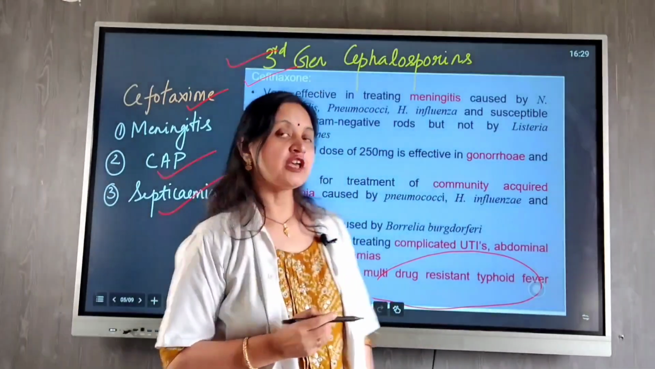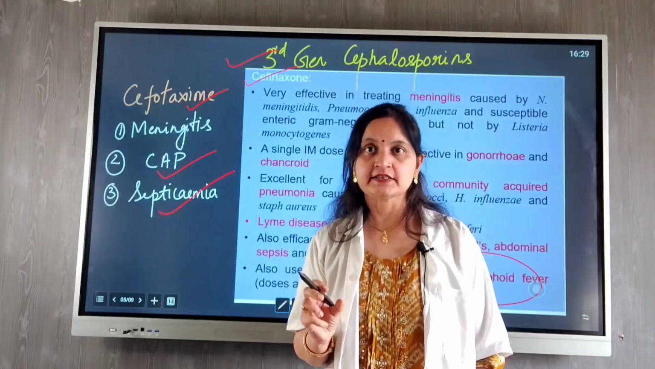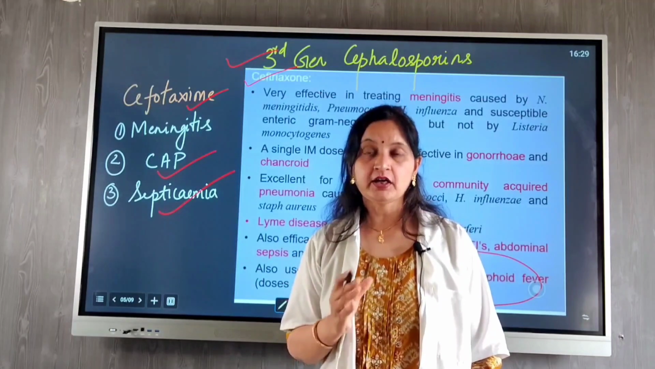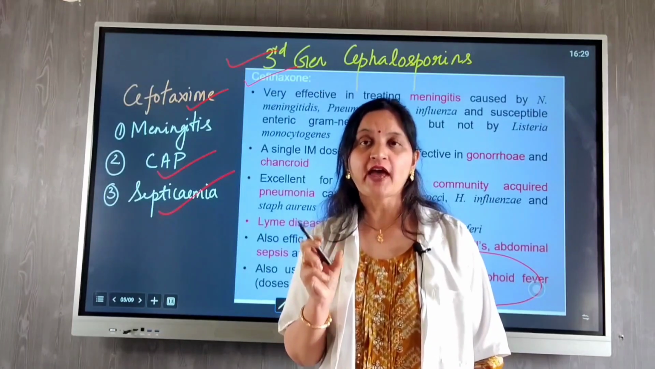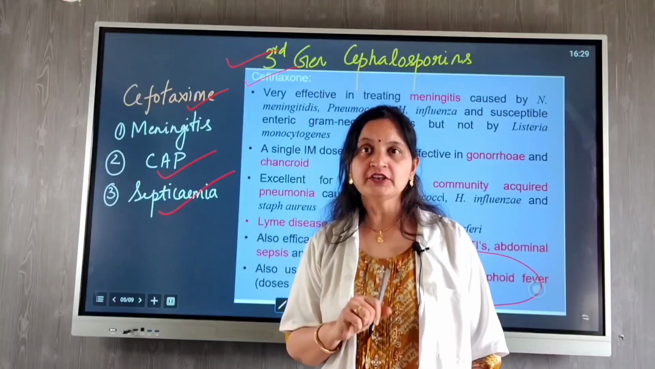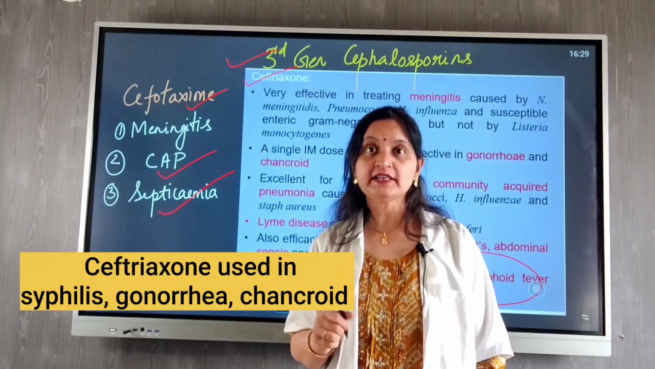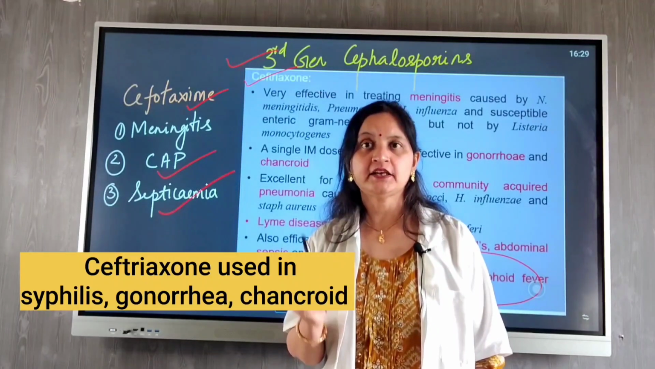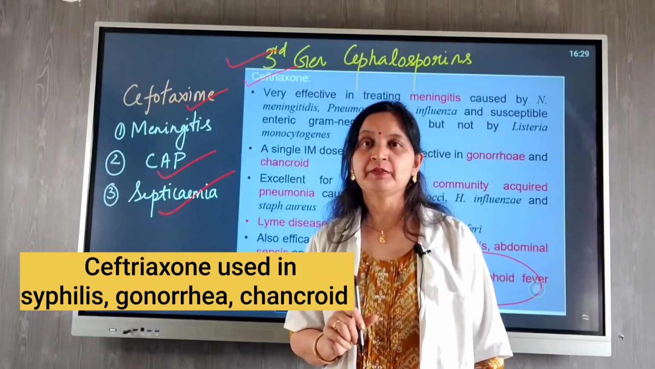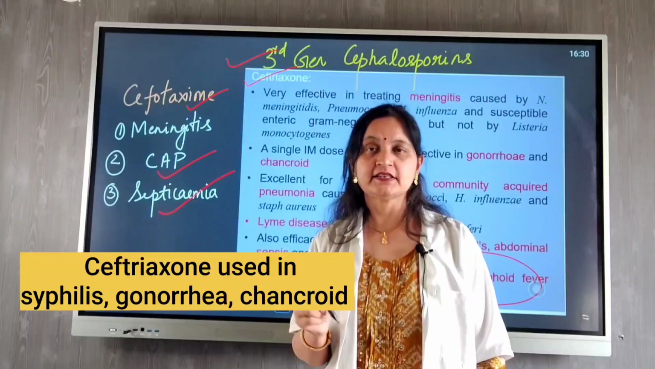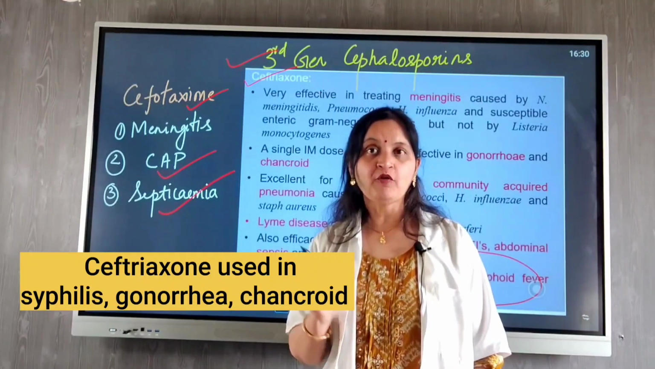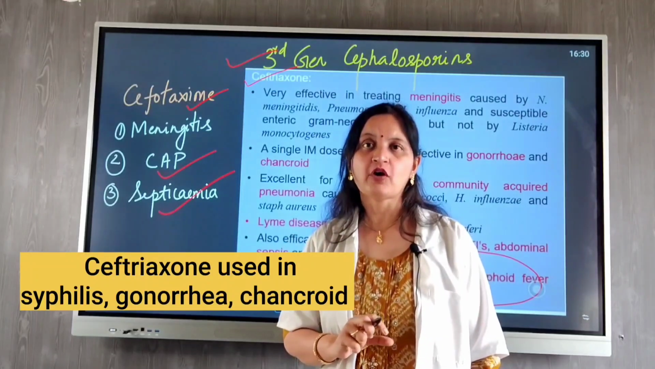Also, it is the drug of choice for sexually transmitted diseases. For example, in gonorrhea, ceftriaxone is the preferred drug. It is combined with low dose of azithromycin, and this is advocated by WHO. Also, for the treatment of syphilis, ceftriaxone is an alternative to penicillin, which is the drug of choice in syphilis. So, ceftriaxone can be used for the treatment of sexually transmitted diseases such as gonorrhea, syphilis, chancroid, which is caused by Haemophilus ducreyi, a gram-negative organism.